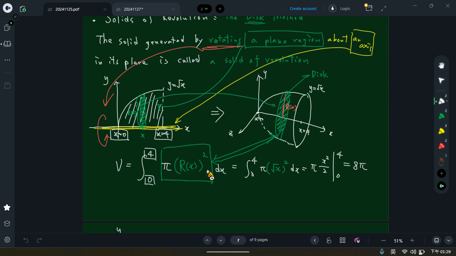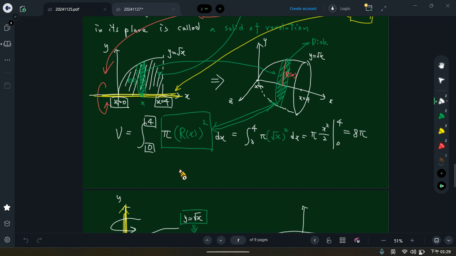So you can see this here is just the formula for calculating the area of the circle, right? Or we can say this is calculating the area of the disk. Then finally sum them together.